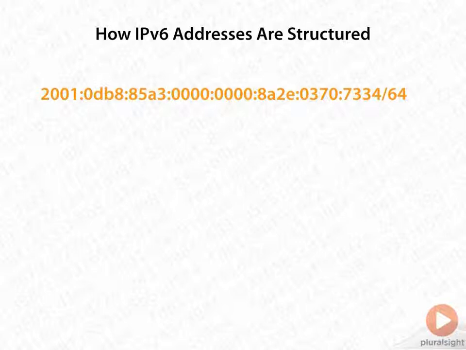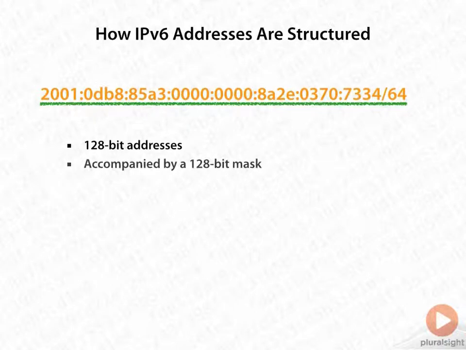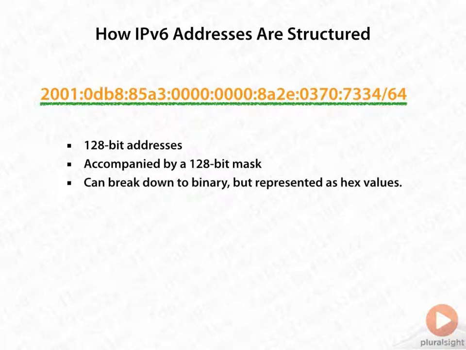What that's telling me is the first 64 bits of this 128-bit address are network bits, and the last 64 bits are host bits. So there's our IPv6 address. It is 128 bits with a /64 mask. That's what that /64 is. And we can break this down into binary as well, but it is represented as a hex value.